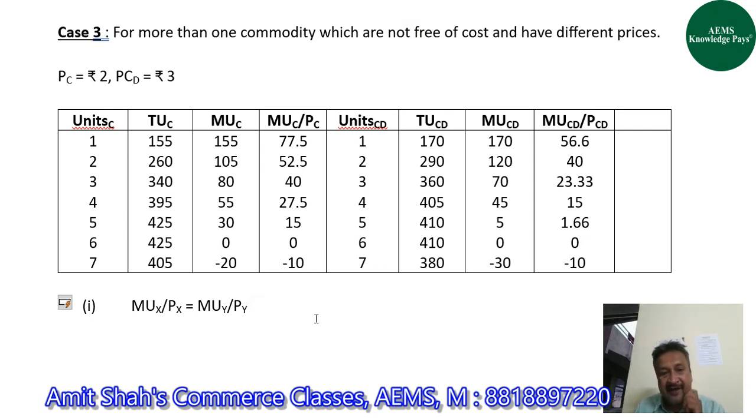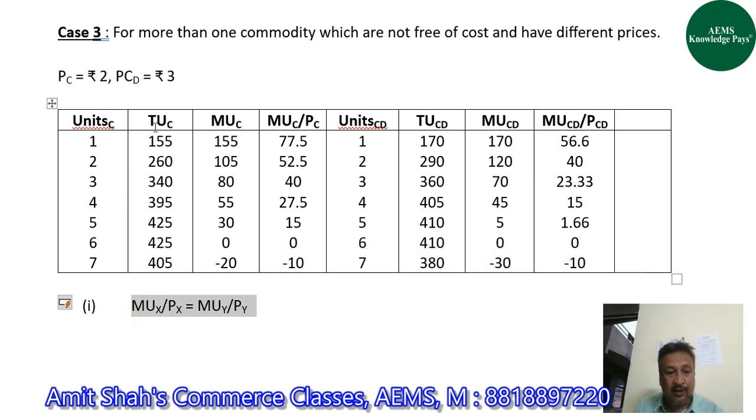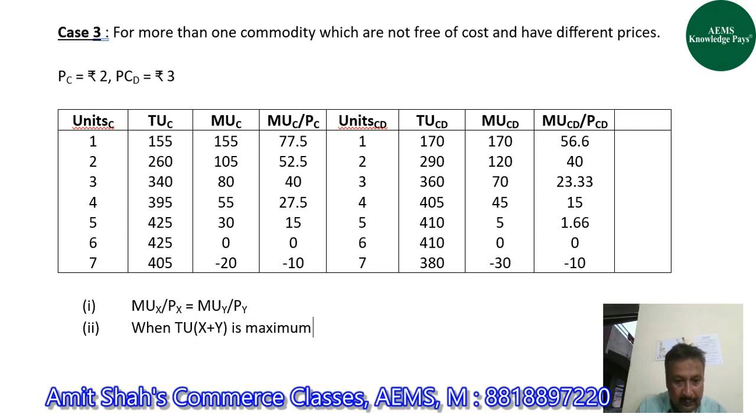Now guys, the second condition to know consumer's equilibrium is that at the same time, the consumer also wants to maximize his level of satisfaction. And therefore, after having this condition met, he will see where TU is maximum, that is, when TU of x plus y is maximum.